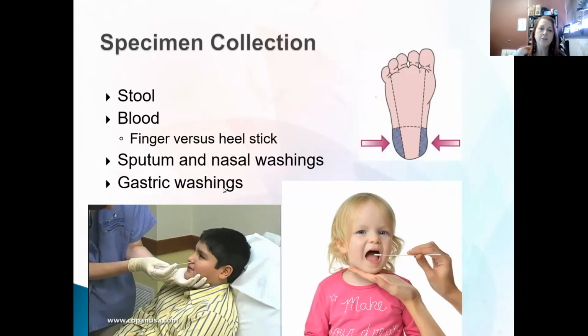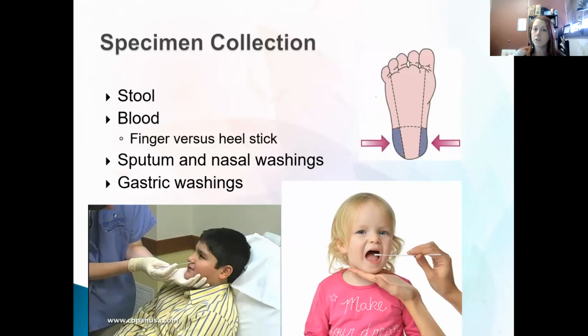For blood, the difference between your finger and your heel stick. The heel stick is your preferred method for 6 months and under. So under 6 months of age, it's going to be the heel stick. Once they hit about 6 months of age, then you can start to do the finger stick. But honestly, even infants have tiny, tiny little fingers. You can do a heel stick in an older infant too. It's just that under 6 months of age, do not use the fingers.